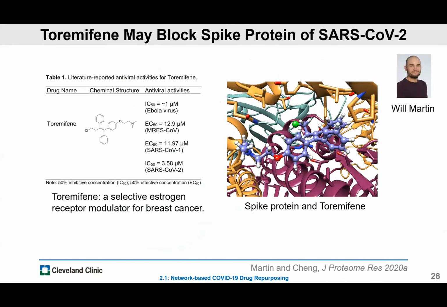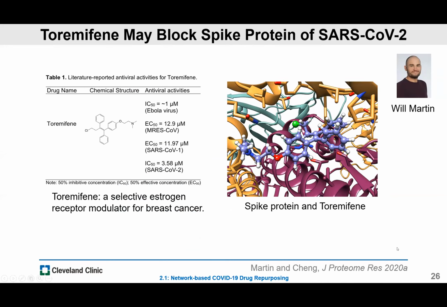What is tamoxifen? I think for breast cancer, most people know. Tamoxifen is an FDA-approved selective estrogen receptor modulator for breast cancer treatment. And based on the cell-based assay, we found that tamoxifen also has a strong effect, at micromolar concentration, across multiple variants, including SARS-CoV-2, MERS-CoV, and also Ebola virus.